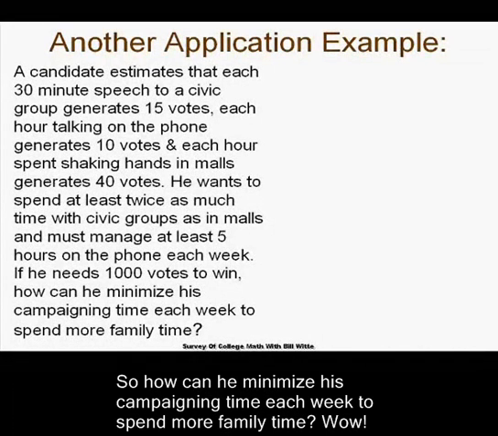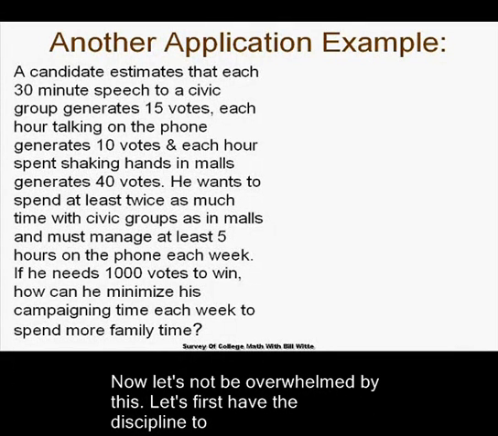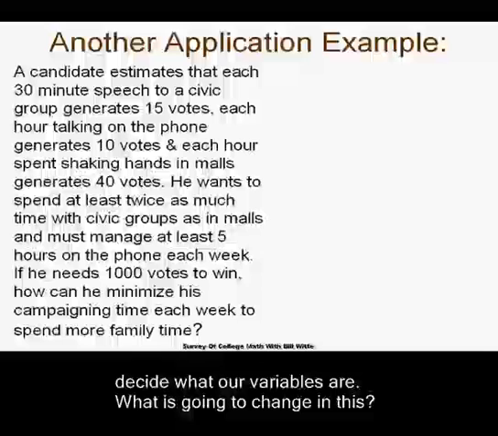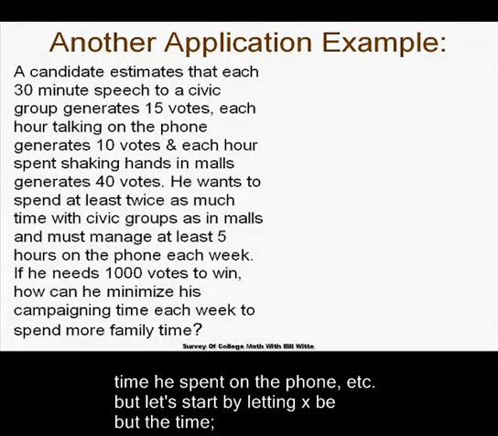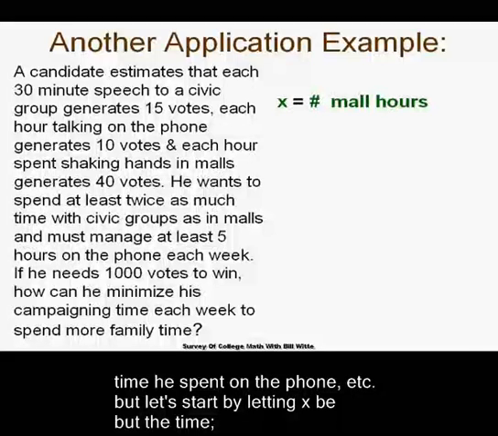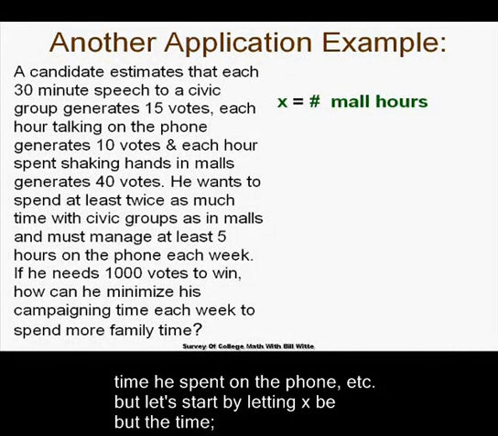Wow. Well, let's not be overwhelmed by this. Let's first have the discipline to decide what our variables are. What's going to change in this? Okay, it's asking about time, but there are categories of time. There's time he spent in the malls, time he spent on the phone, etc. So let's start by letting x be the number of hours he spent in the mall.